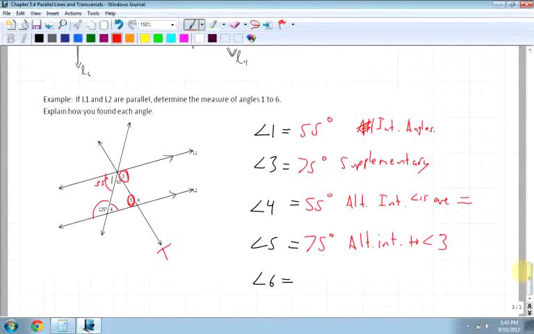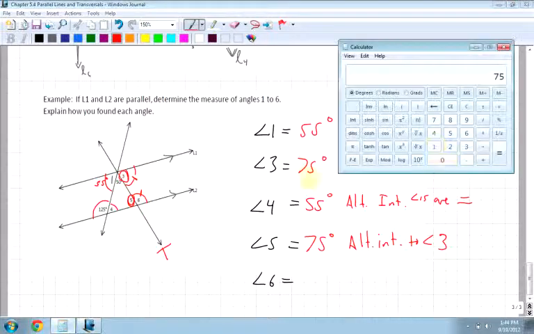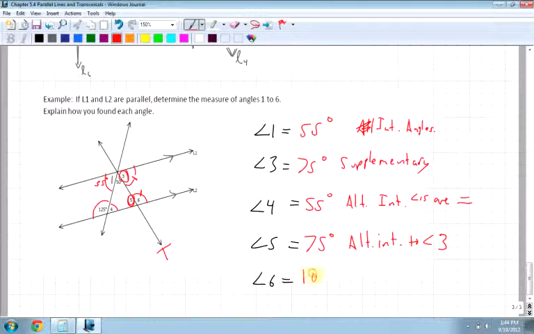The last one I have is angle 6, which is this one down here. And you could say that angle 6 and angle 3, they're facing each other, therefore they have to be supplementary, but they're also interior angles on the same side, right? So angle 3, which was 75, subtracted from 180 because I know they have to add up to 180. So I subtract off my 75, and I'm left with 105. And I got that because interior angles on the same side.